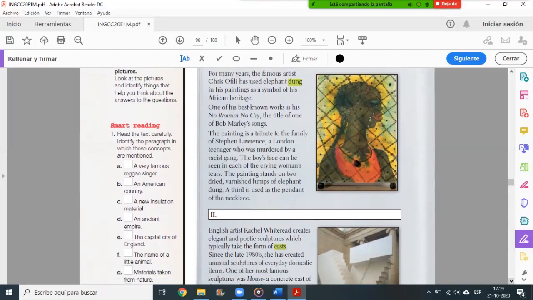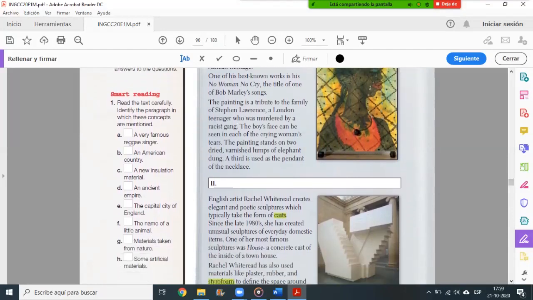Aquí la idea era, ¿cierto? La instrucción dice, read the text carefully, identify the paragraph in which these concepts are mentioned. Identificar los párrafos en los cuales estos conceptos se mencionan. Letter A, a very famous reggae singer. This is paragraph 1. Okay. Then, it says an African country. Esto se menciona en paragraph 4. Okay, this is mentioned in paragraph 4.